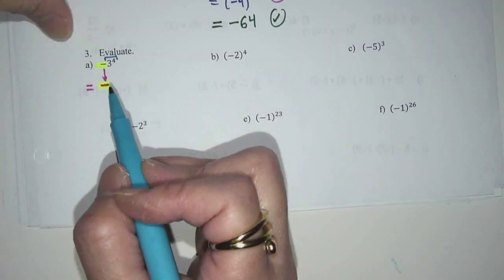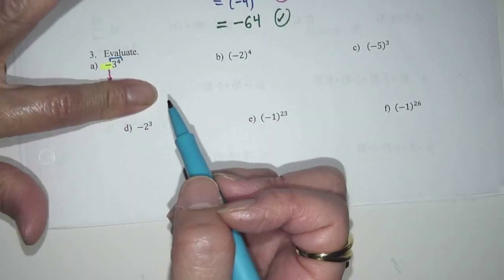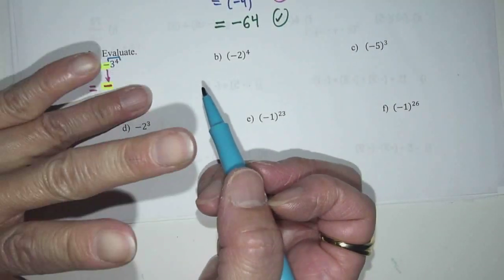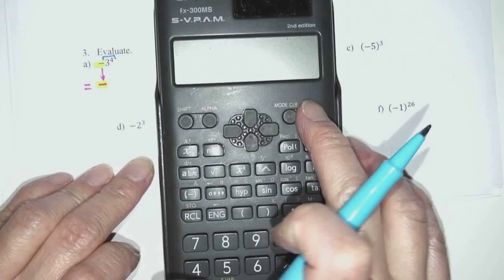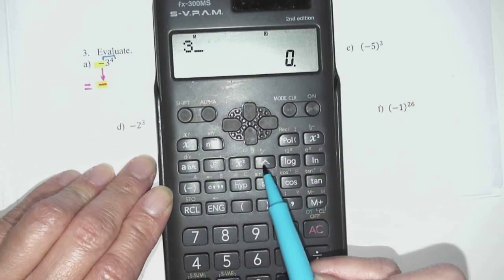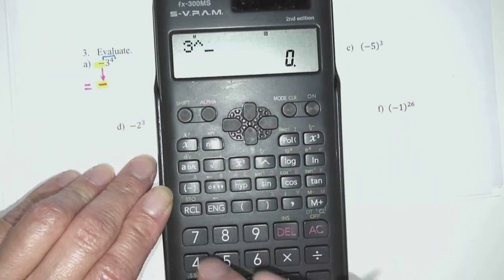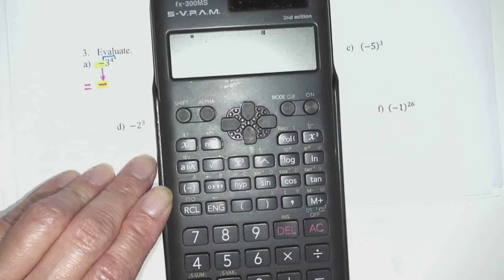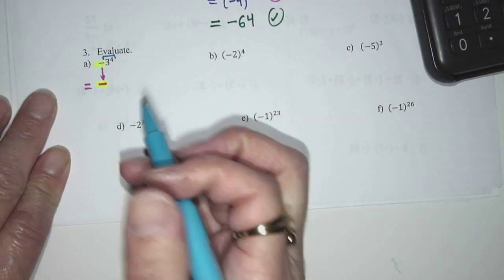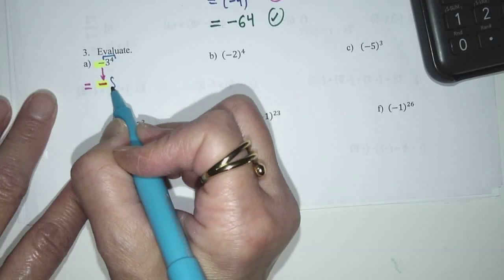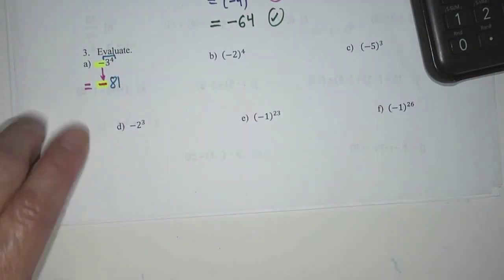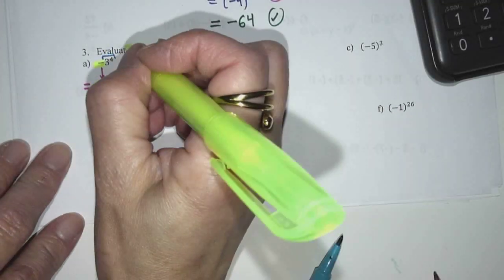So if you do it in your head or on your calculator, 3 times 3 is 9, times 3 is 27, times 3 is 81. You can do that on your calculator. You go 3, this arrow up means to the exponent, so to the exponent 4, like that. So it's 81, but you're keeping the negative in front. There's only one negative and 4 3s, so it's -81. And remember, the instruction for this one is evaluate.